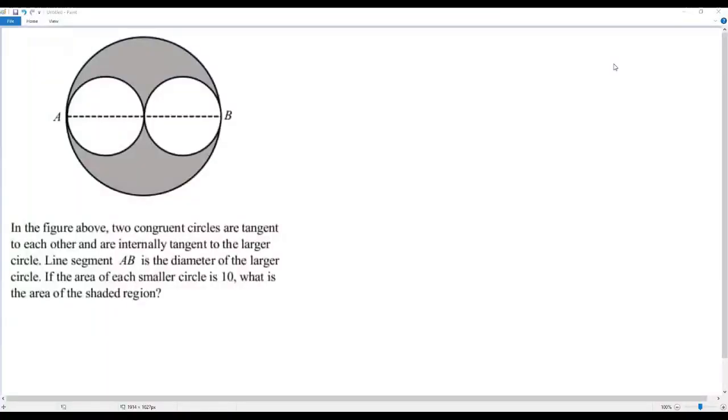Here we have a SAT math problem. Okay, let's go to the question. In the figure above, two congruent circles are tangent to each other and are internally tangent to the larger circle. Line segment AB is the diameter of the larger circle. If the area of each smaller circle is 10, what is the area of the shaded region?